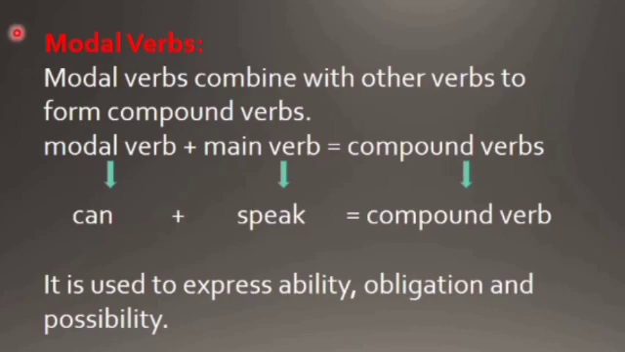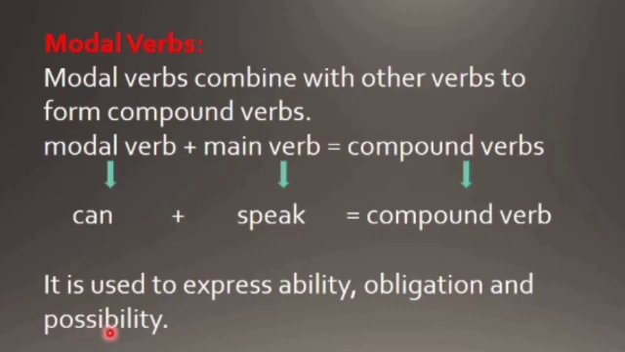The word can is a modal verb, and now we'll combine that modal verb with the main verb speak, and it will become a compound verb, which is can speak. For example, we can say that I can speak English fluently. Modal verbs are very important in the English language. Modal verbs are used with other verbs to express various things like ability, obligation, and possibility.